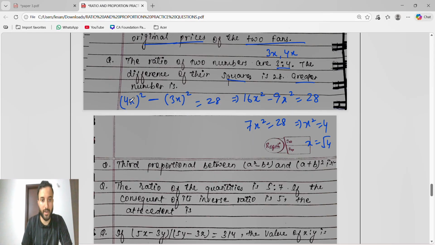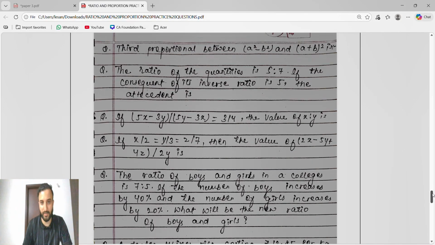They ask for the greater number. Look, x is equal to 2. We have two numbers, 3x and 4x. If we substitute 2, 3x will become 6, 4x will become 8. The greater number is 8. Yes, correct answer, guys, correct answer.